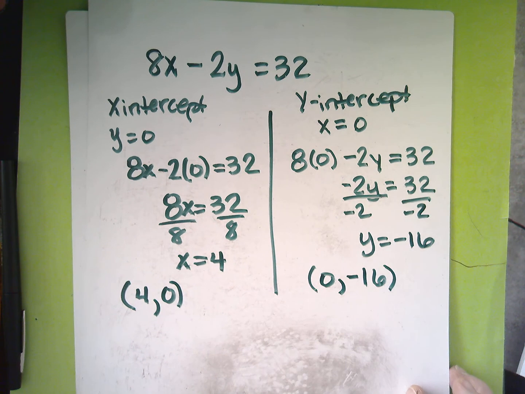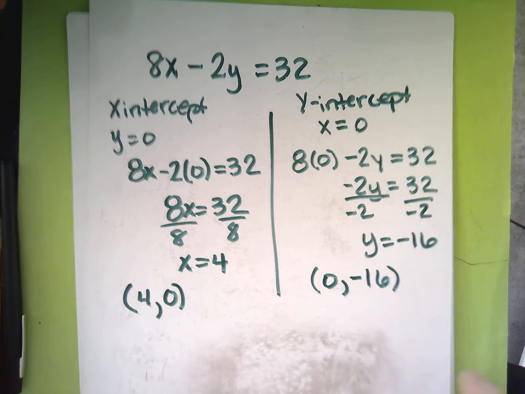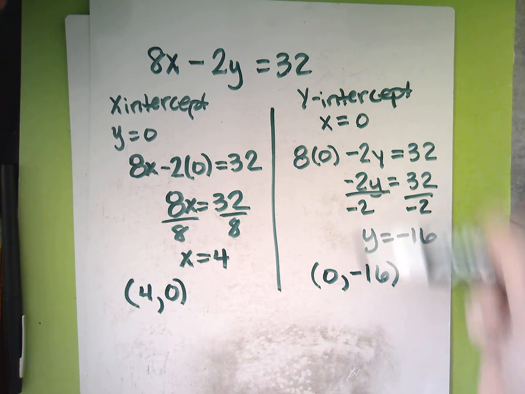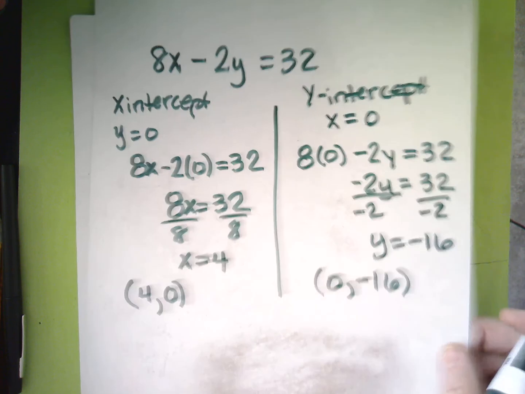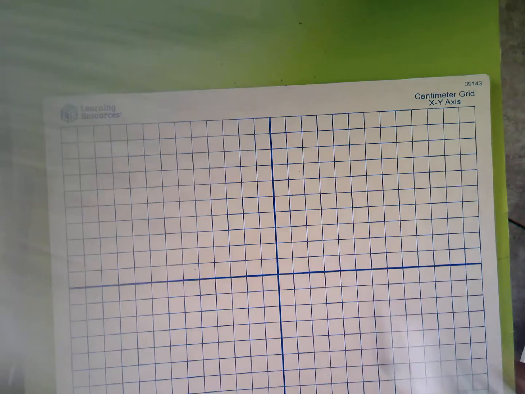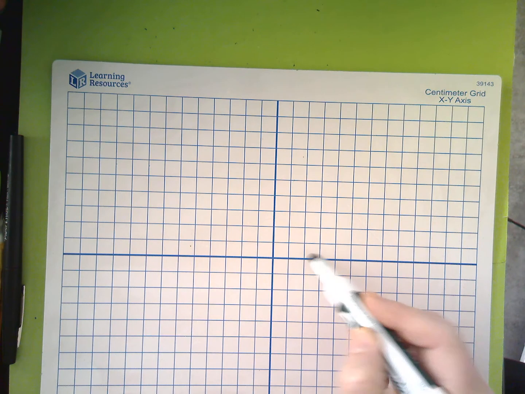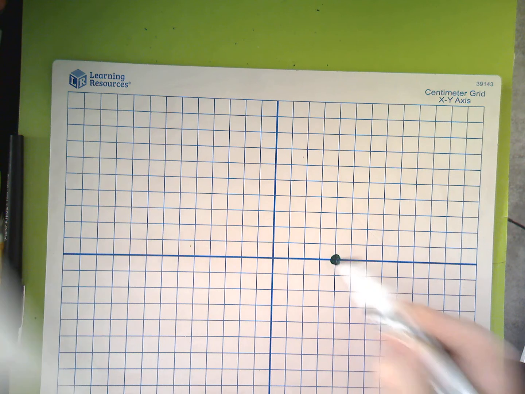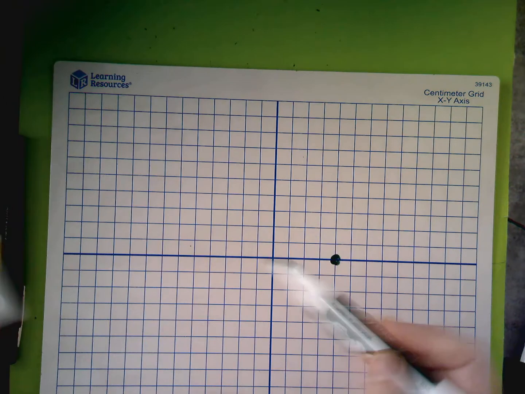Some of your problems are going to ask you simply to find the x and y intercept. This is the process you need to do. Some of your problems are going to ask you to graph after you found these intercepts. If you were to graph this one, you would need to put a point at 4, 0, and another point at 0, negative 16.